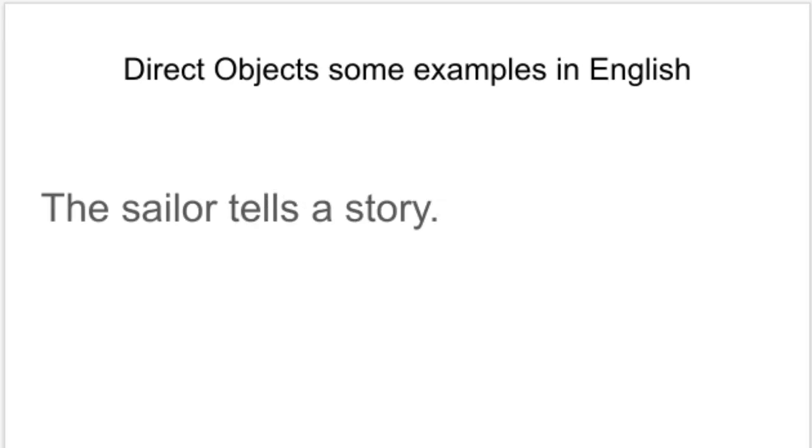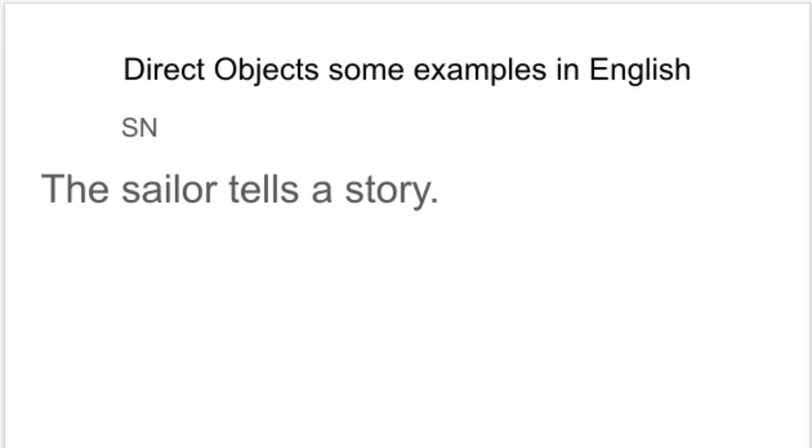The sailor tells a story. In this sentence, sailor is the subject of our sentence. Tells is the action, what the sailor is doing. Who or what is the sailor telling? That is the story. The direct object is the item that receives the action from the subject of the sentence. So in order to have a direct object, we have to have an action verb for action to be received. In other words, direct objects will always be used with action verbs. We will not see them with linking verbs.